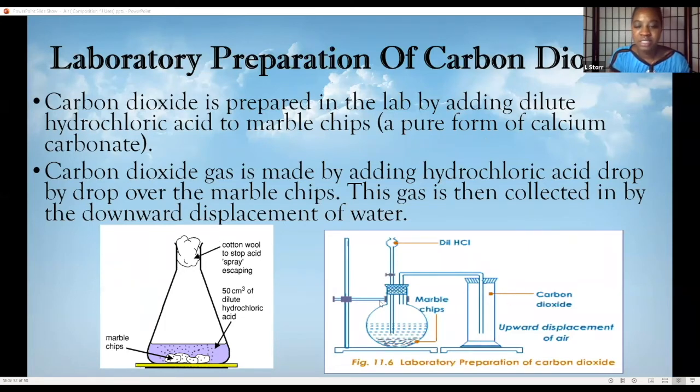So the whole process of it can be seen to the right. This is how you would set it up. At the bottom where we have our marble chips is where it would be lit so that the flame can help to release that carbon dioxide, and then it would travel through our delivery tube into our figure to the right, and that would be where they would get the carbon dioxide.